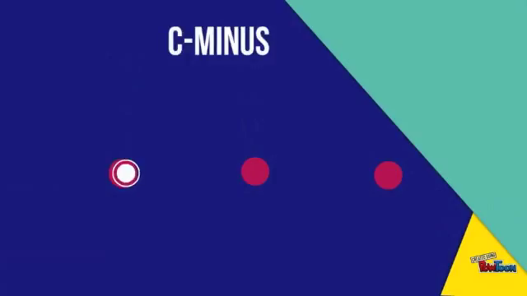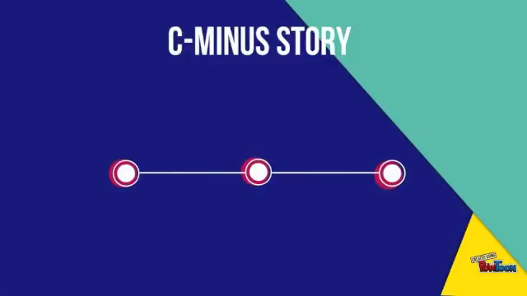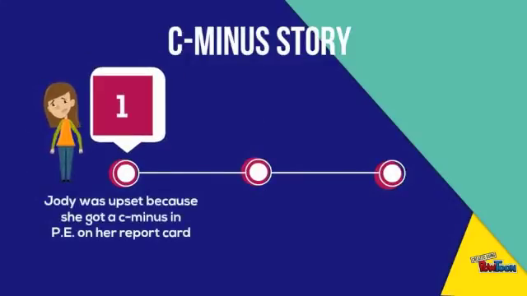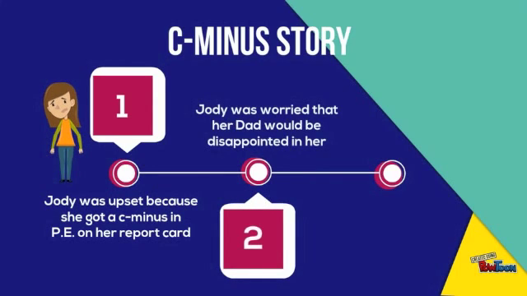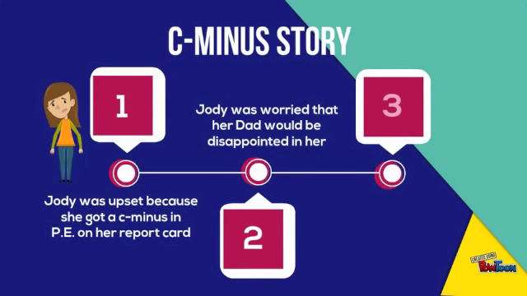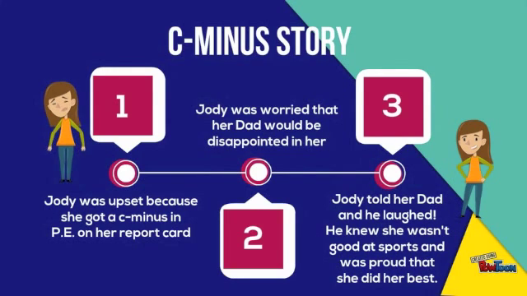Let's practice with an example from the C- story. In this story, Jody was upset because she got a C- in PE on her report card. She was worried that her dad would be disappointed in her. When she told her dad, he laughed. He knew she wasn't good at sports, but was proud that she did her best.